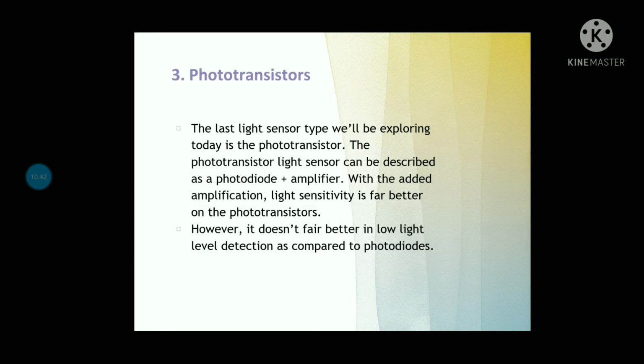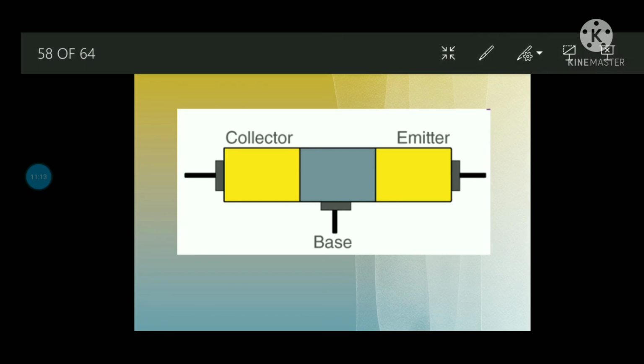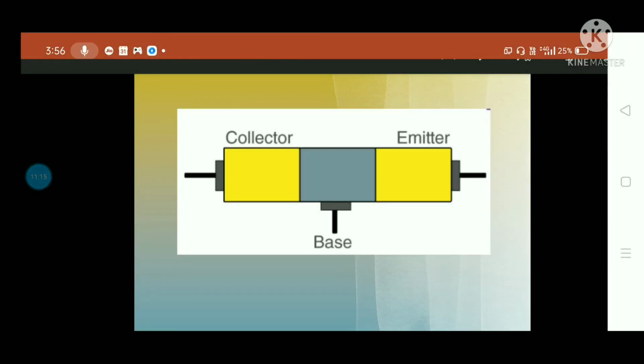So the last light sensor type we will be exploring today is the photoresistor. Okay, this is the last type. The photoresistor light sensor can be described as a photodiode with an amplifier, where the added amplification makes light sensitivity far better than phototransistors. However, it doesn't fare better in low light level detection as compared to photodiodes. You can see this is the symbol of the phototransistor.